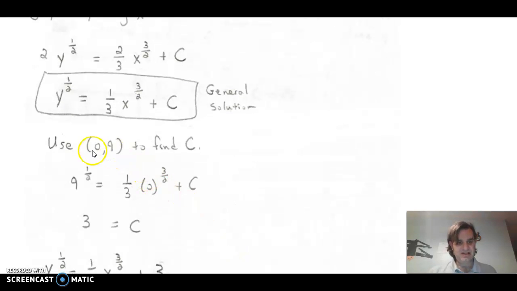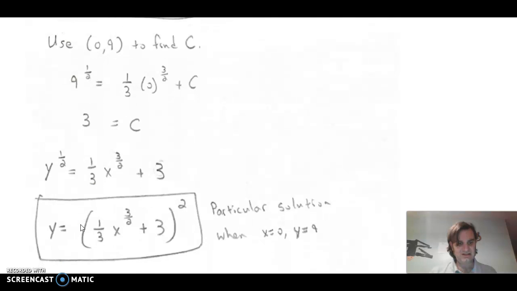So I plug that in, x is 0, y is 9. Plug it in, balance out the equation, I get c is 3. So finishing this thing up, if I plug that c in, I'd have the square root of y equals 1/3 x to the 3/2 plus 3. But if I want to get y by itself, it's not too hard in this particular example. I can say y equals the quantity 1/3 x to the 3/2 plus 3, squared. Okay. Let's do a second example as well.